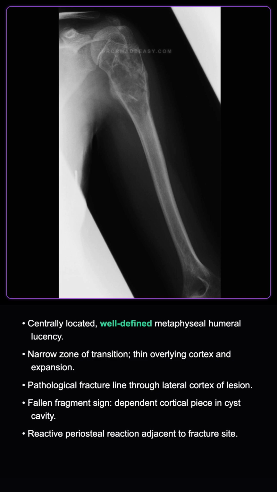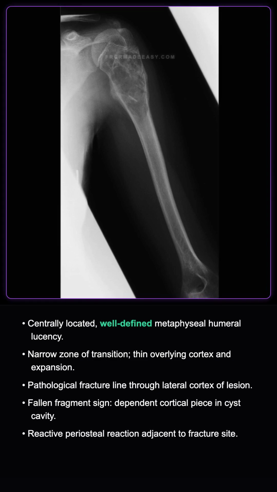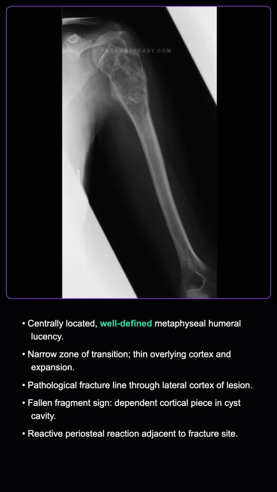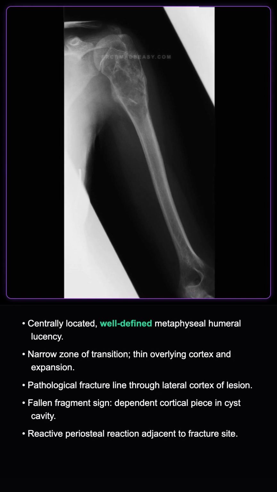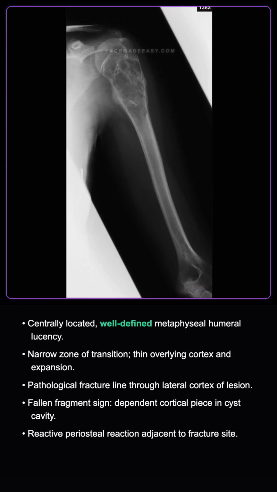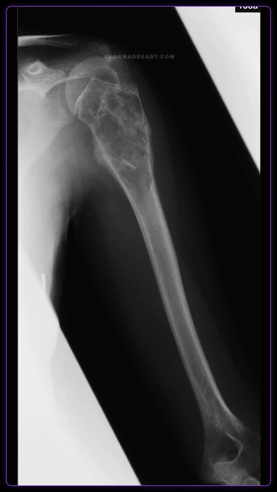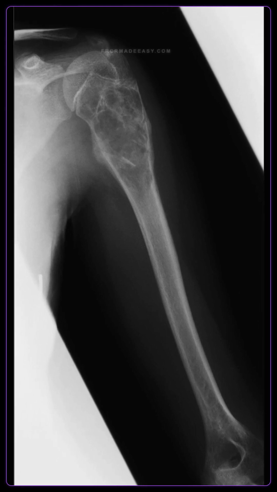A small fractured cortical bone fragment has migrated dependently to the bottom of the cyst cavity, representing a pathognomonic fallen fragment sign. A mild periosteal reaction is visible adjacent to the fracture site, which is reactive in nature. What is the diagnosis, and what are the main differentials for this lucent bone lesion?